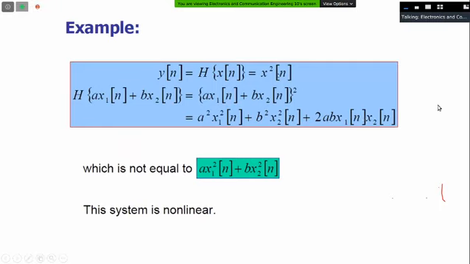This is because what I'm trying to do is the output is the square of the input. Now what is your input? In the transformed system, your input is a x1n plus b x2n. So therefore, this input has to be squared, right? When you square this input, you get this term, which is not equal to a of x1n square plus b of x2n square. So that means this is a nonlinear system.